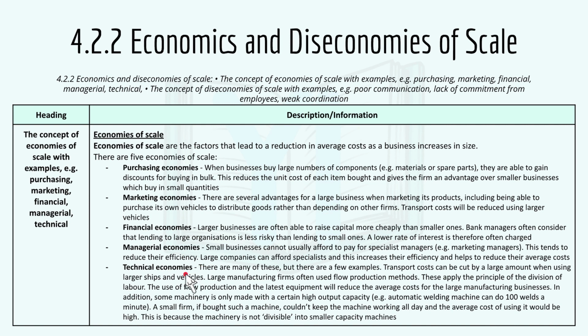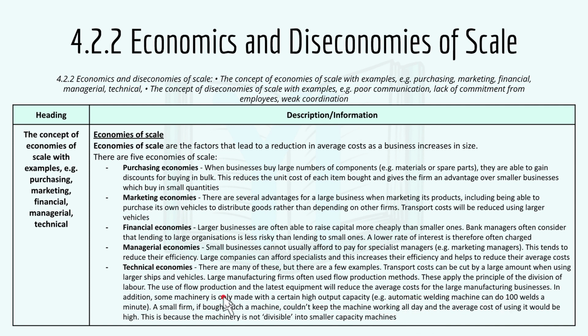There are many of these, but here are a few examples. Transport costs can be cut by a large amount when using larger ships and vehicles, and large manufacturing firms often use flow production methods. These apply the principle of the division of labor, and the use of flow production and the latest equipment will reduce the average cost for large manufacturing businesses.